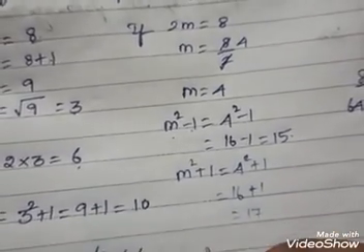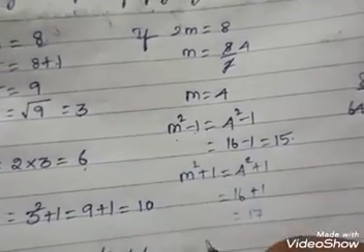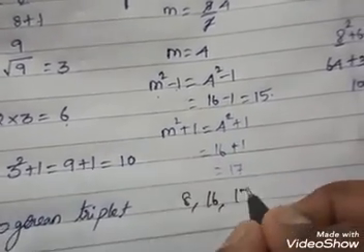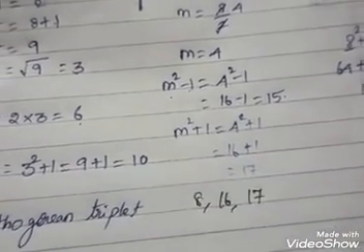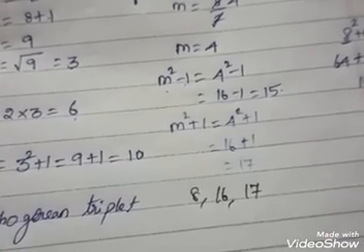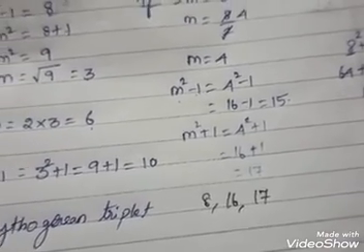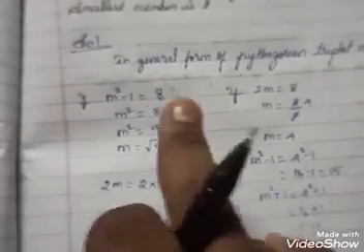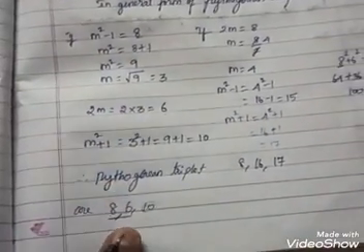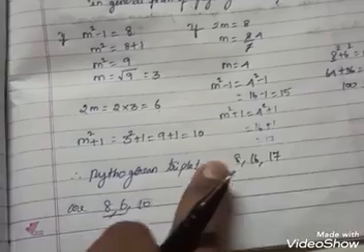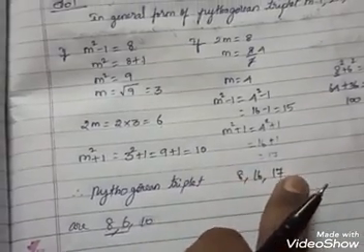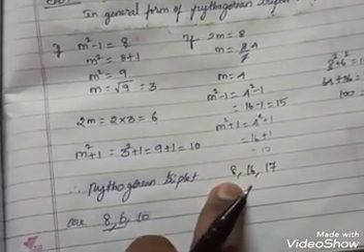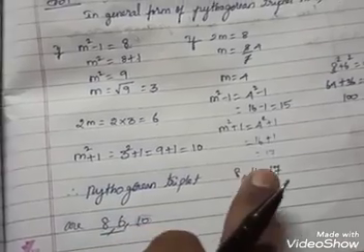So another Pythagorean triplet, what is that? It should be 8, 15, 17. So here you need to check that 8 square plus 15 square is equal to 17 square. So here we have two different Pythagorean triplets. One is 8, 6, 10, another one is 8, 15, 17. Because 8 is already given, we need to find out the other two values.